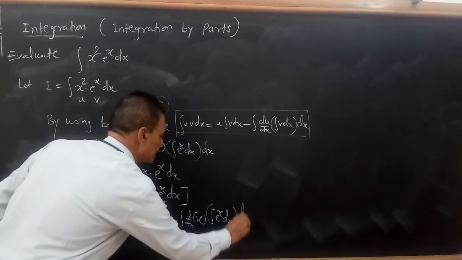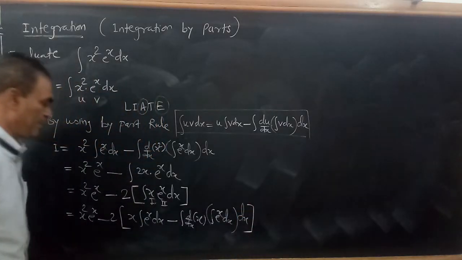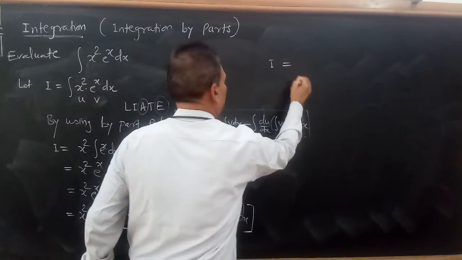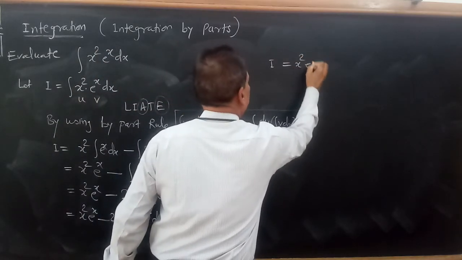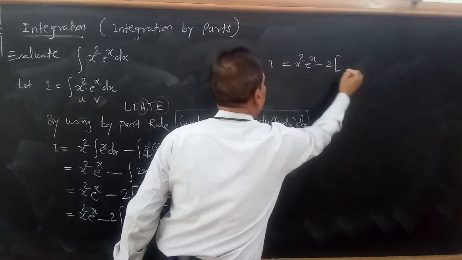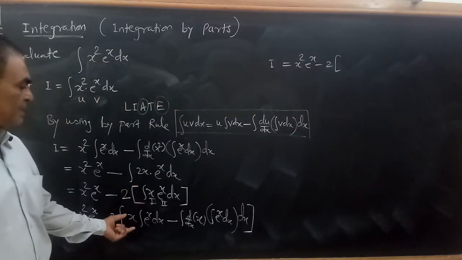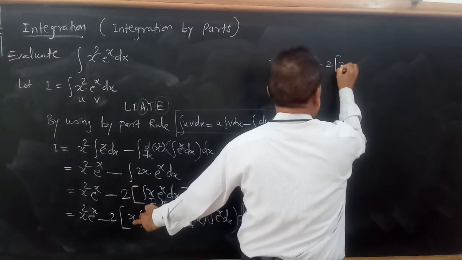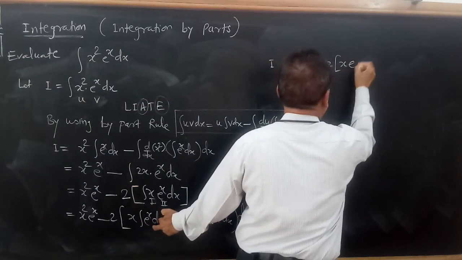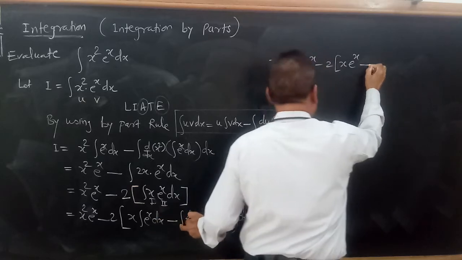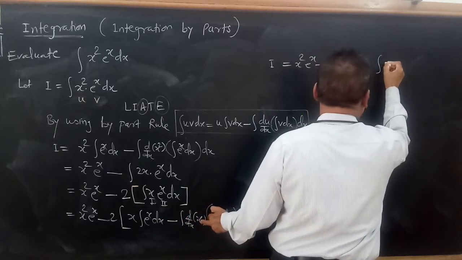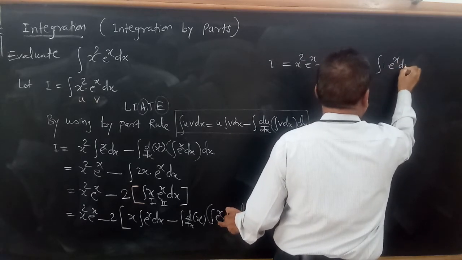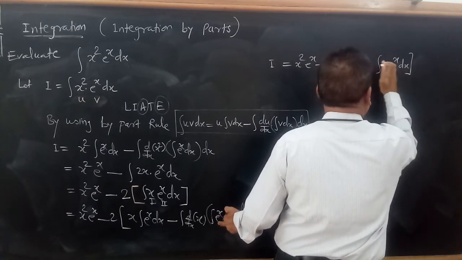Complete the bracket. Okay, then I have written here I is equal to x square e raised to x as it is, minus 2 is also as it is. Then take integration, means you will get x as it is. What is integration of e raised to x? e raised to x, minus integration of derivative of x, 1, not necessary to write 1, integration of e raised to x, e raised to x dx.